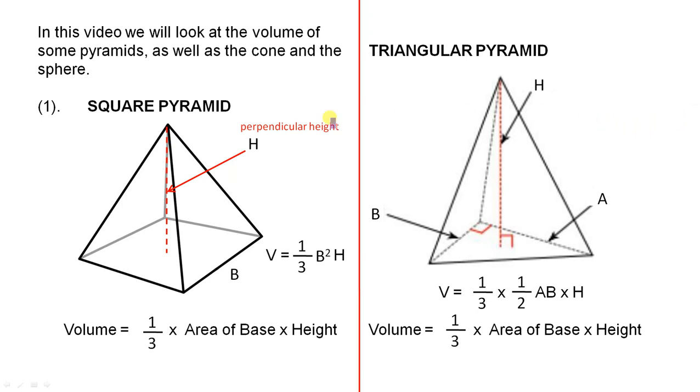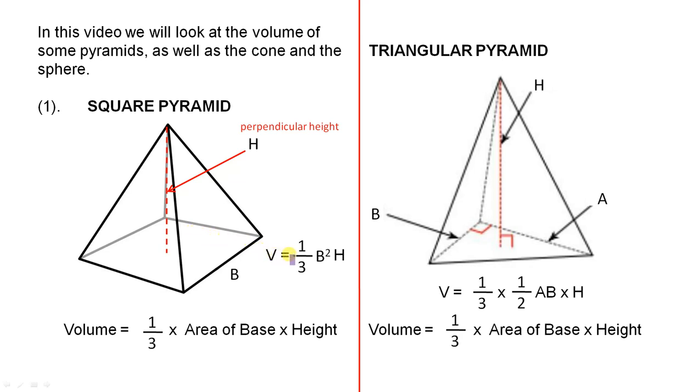So here we'll start off with the square pyramid, and it's called a square pyramid because the base is a square. So if that length is b, that length is also b. And we have a perpendicular height, so this is a right angle here. So really, they're the only measurements we need to find the volume of this square pyramid.